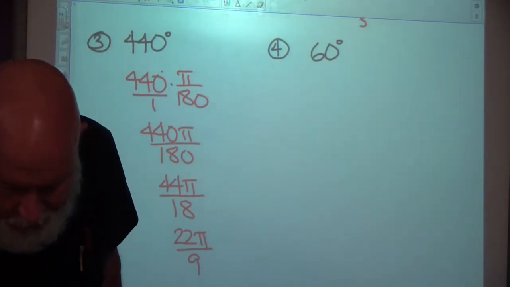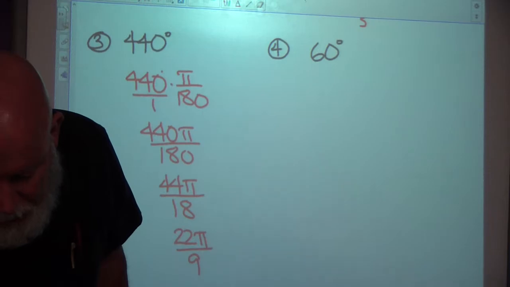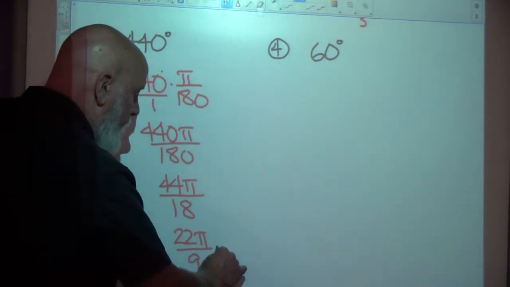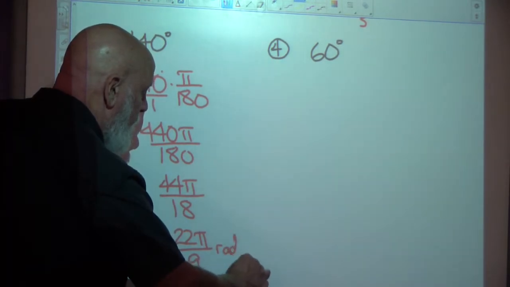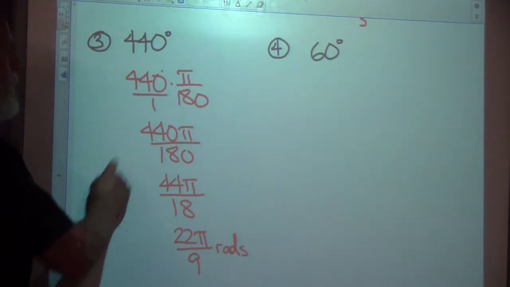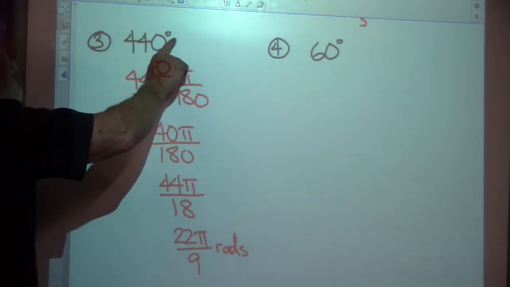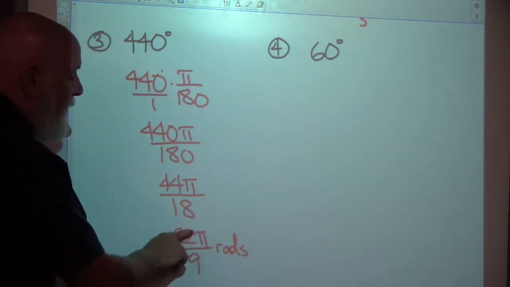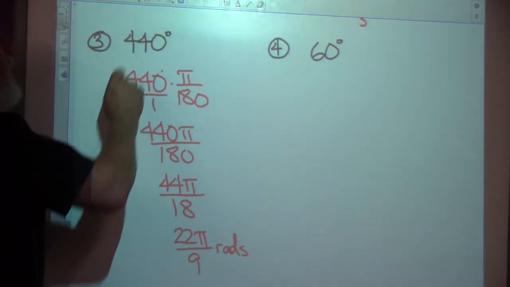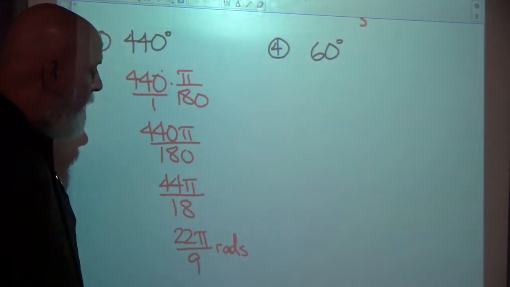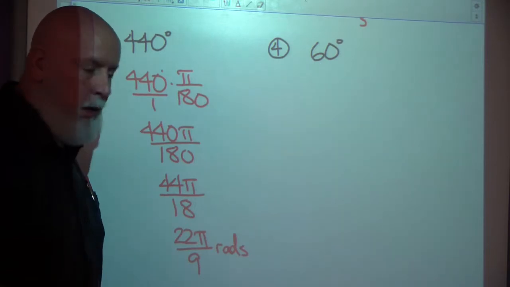Let me see if I've made a mistake. Yay! Okie dokie. That's radians, of course. Okay. And again, I just multiplied this by pi over 180 and simplified it. And this is the number of radians that 440 degrees is. 440 degrees and 22 pi over 9 radians are the same angle.